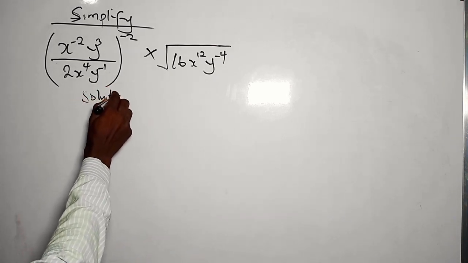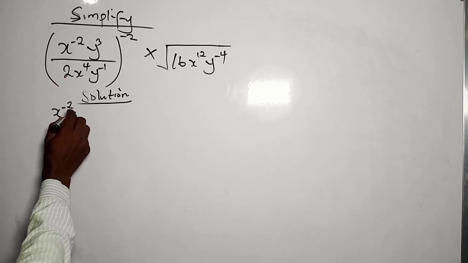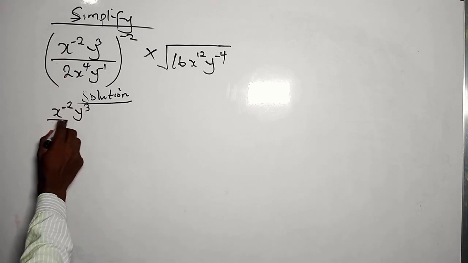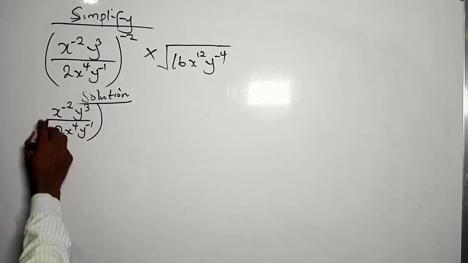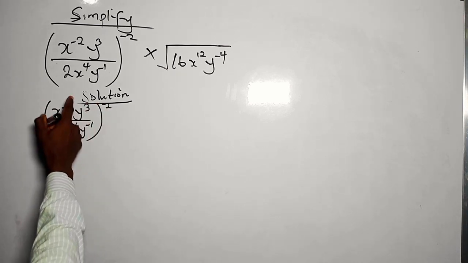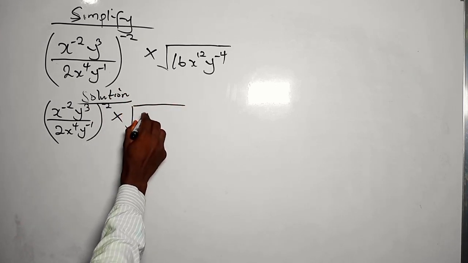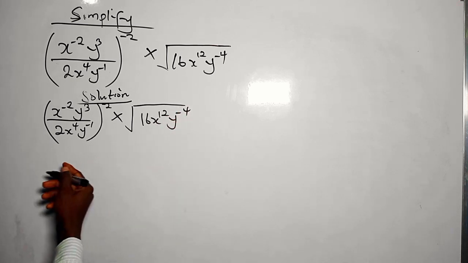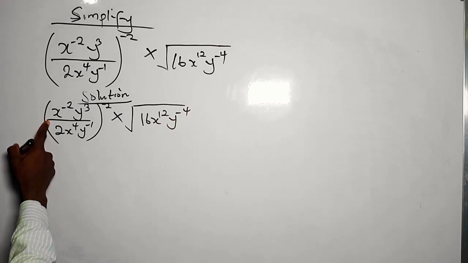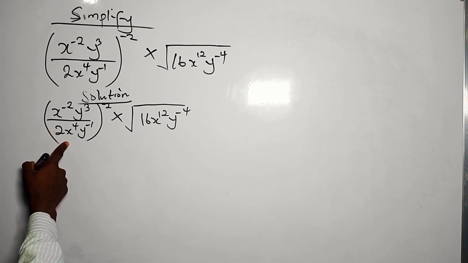Solution. Okay, so we have (x^-2 y^3 divided by 2x^4 y^-1), everything to the power minus 2, times the square root of 16x^12 y^-4. So how do we solve this? This is a rational expression, so let us simplify what we have within the parentheses, within the bracket.